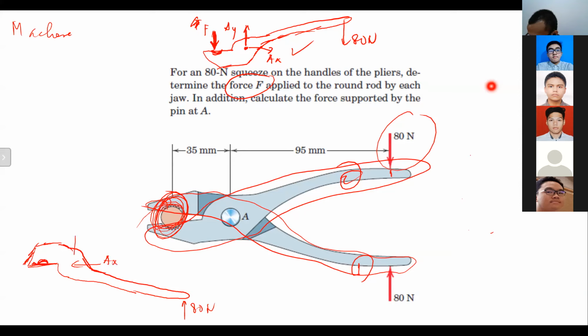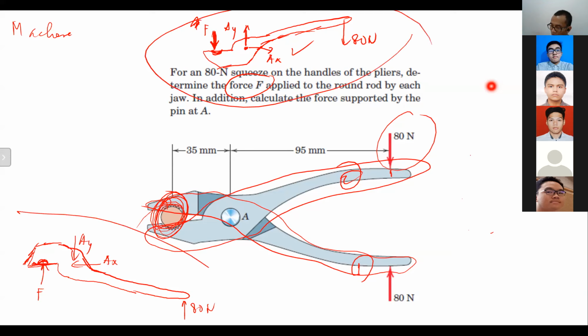AX, AY going down. And here there will be another F as well. So you can use either this particular free body diagram or this particular free body diagram. The result will be exactly the same. Now, Rena is asking me, if you are using the second, this one is the first model, and this one is the second one.